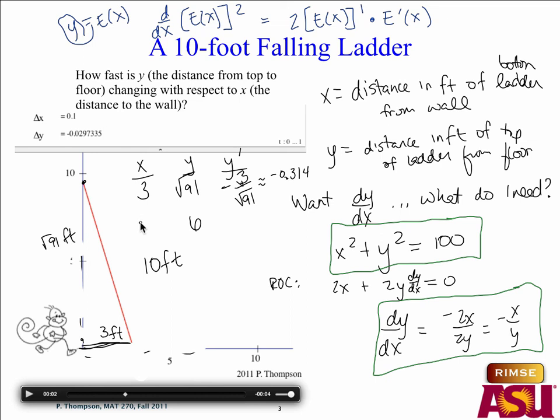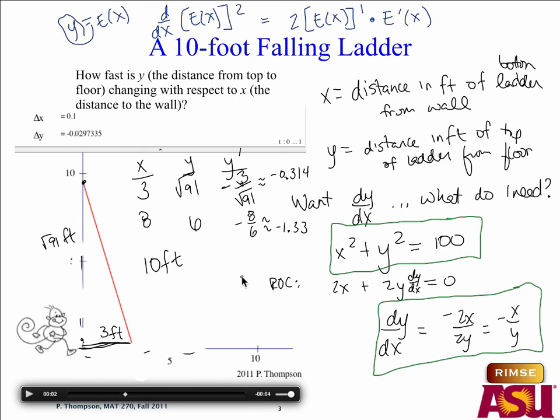6 squared is 36. 100 minus 36 is 64. The square root of 64 is 8. Okay. So the rate of change of y with respect to x when x is 8 and y is 6 is negative 8 over 6, which is about negative 1.33. Okay?